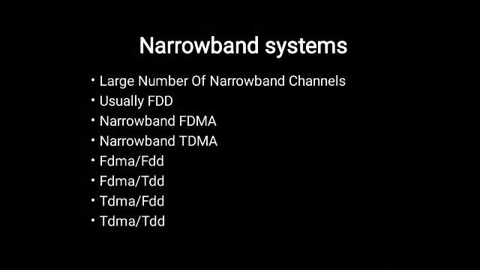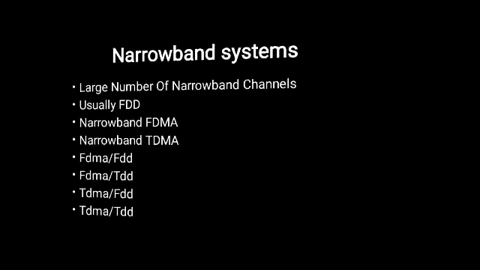Let me start with the narrowband system. Here a large number of narrowband channels are used, and usually they will go for FDD or time division duplexing. In narrowband FDMA, we have narrowband FDMA with FDD and FDMA with TDD, time division duplexing. Similarly, for narrowband time division multiple access, we have TDMA FDD and TDMA TDD. So when you go for this narrowband system, we go for FDMA or TDMA.